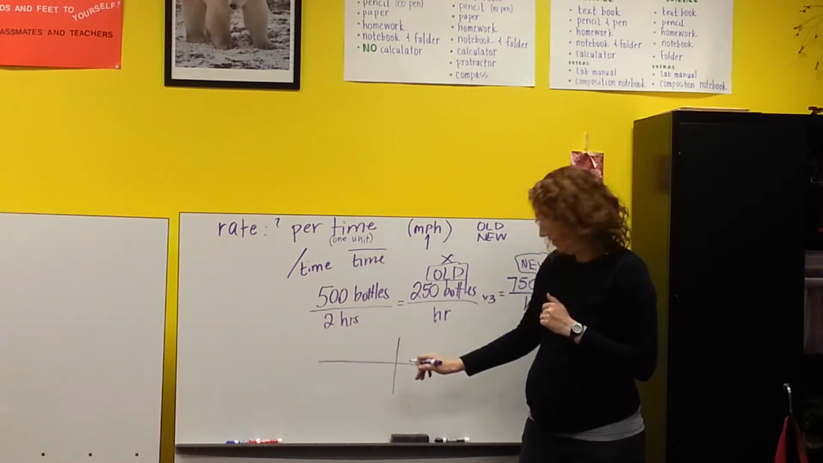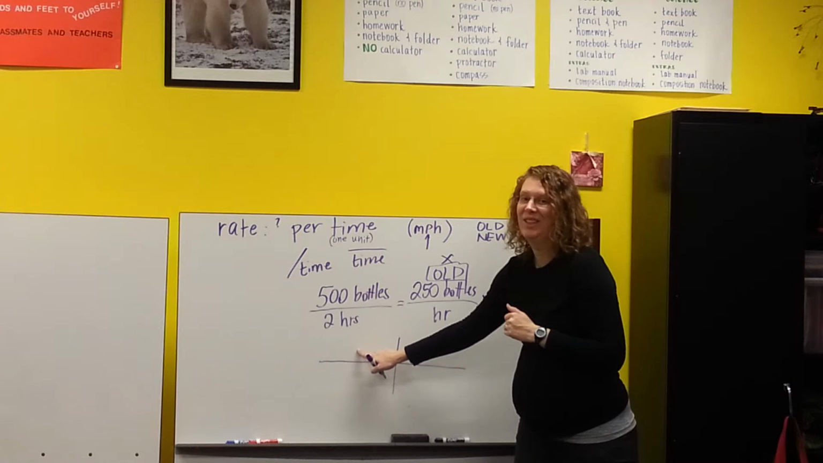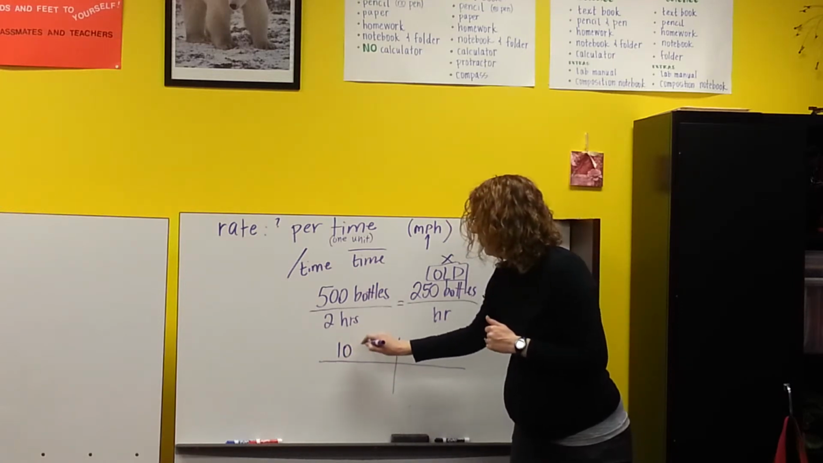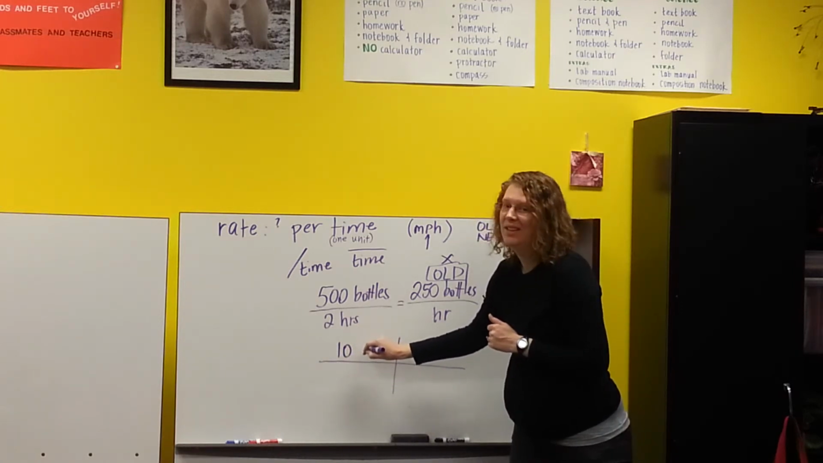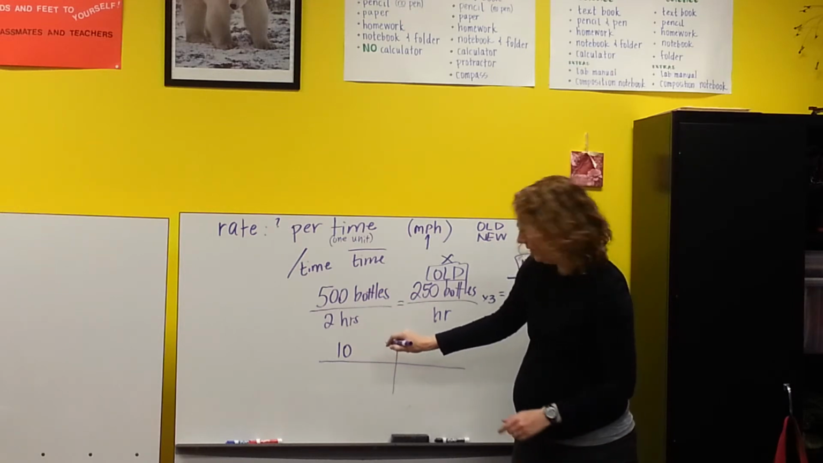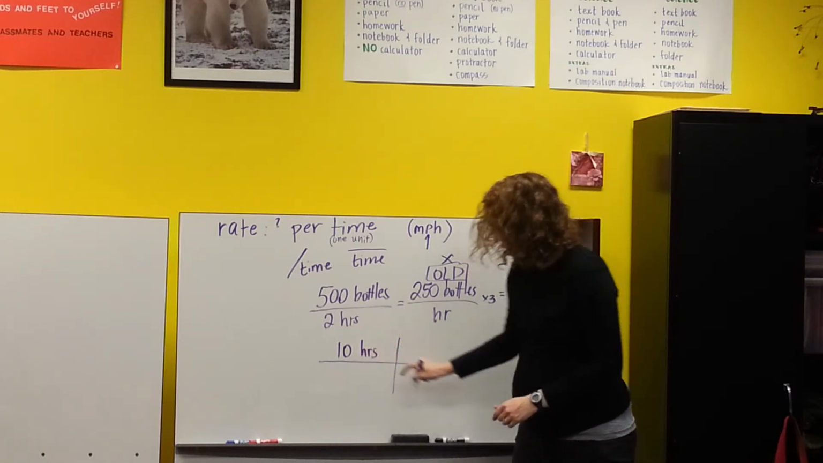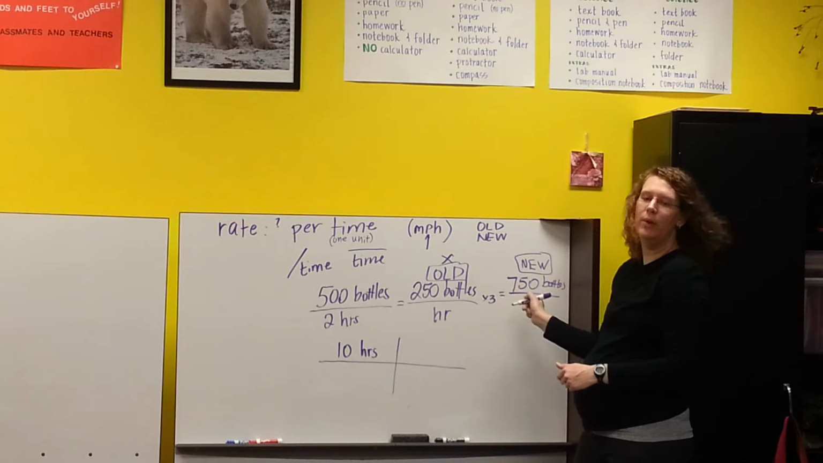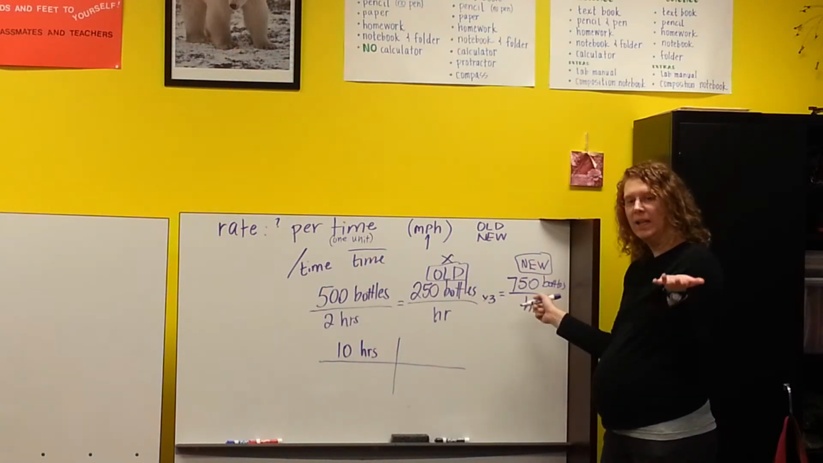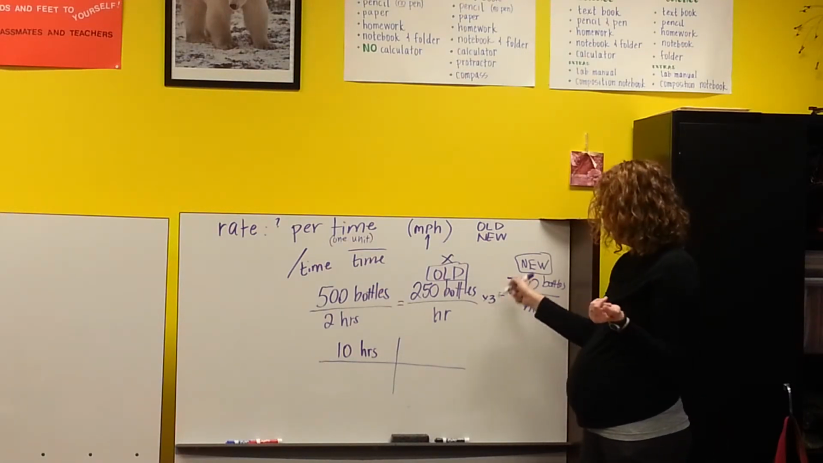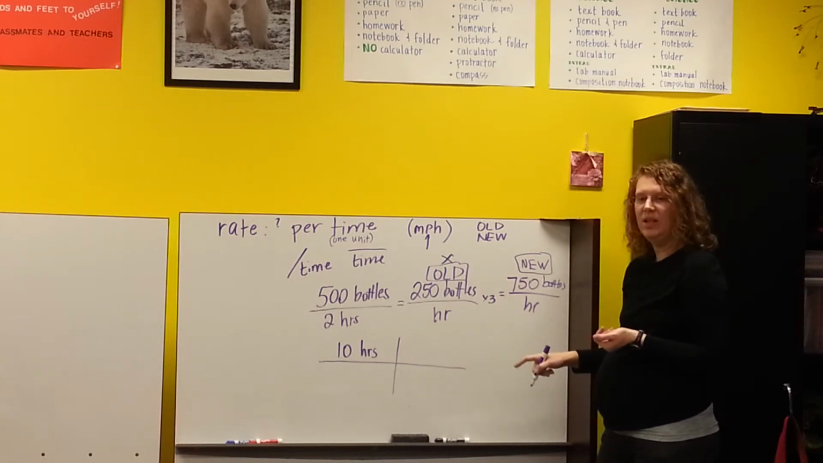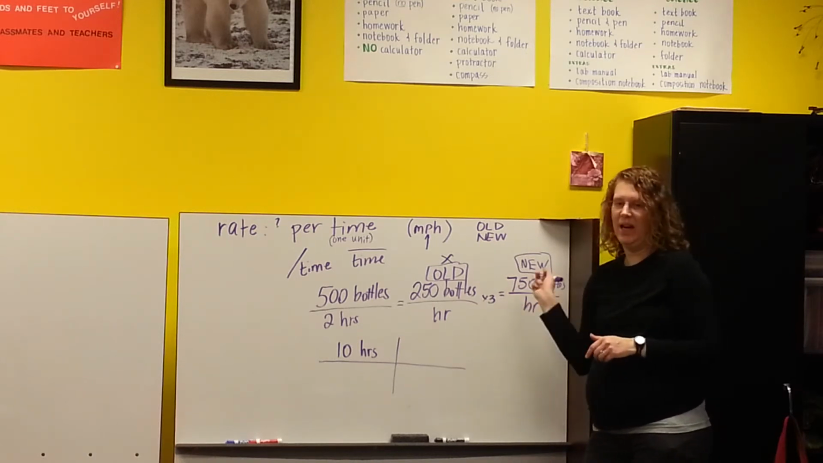I just said this. Okay, so what goes here, though? 10. 10 what? Hours. 10 hours, good. Okay, and then your rate is going to stay the way that it was. That's what you told me, right? Why? Why say 50? You said you were going to multiply 10 hours by this rate.